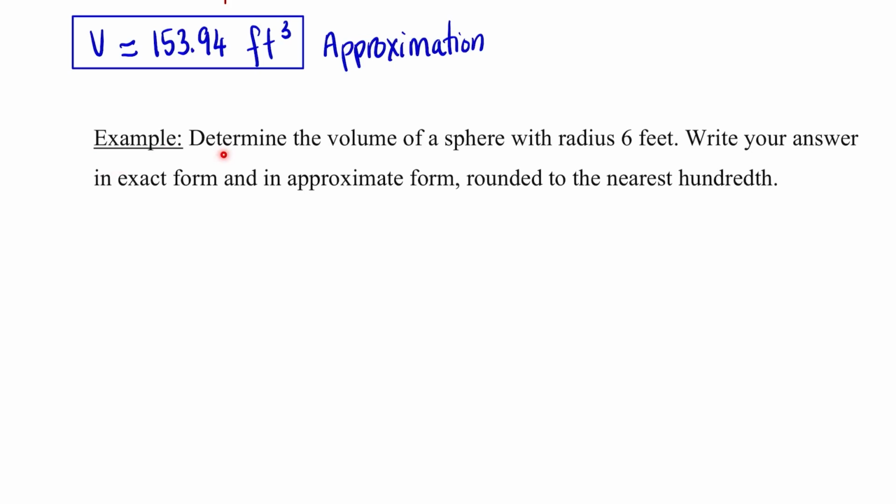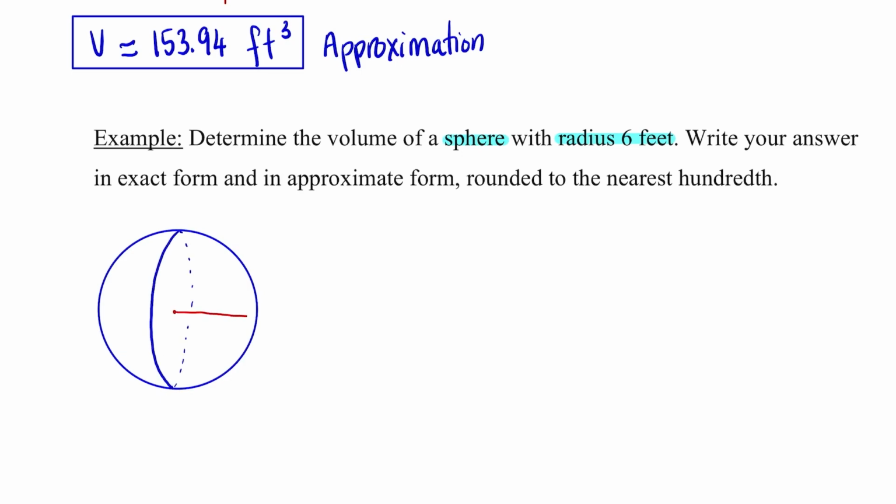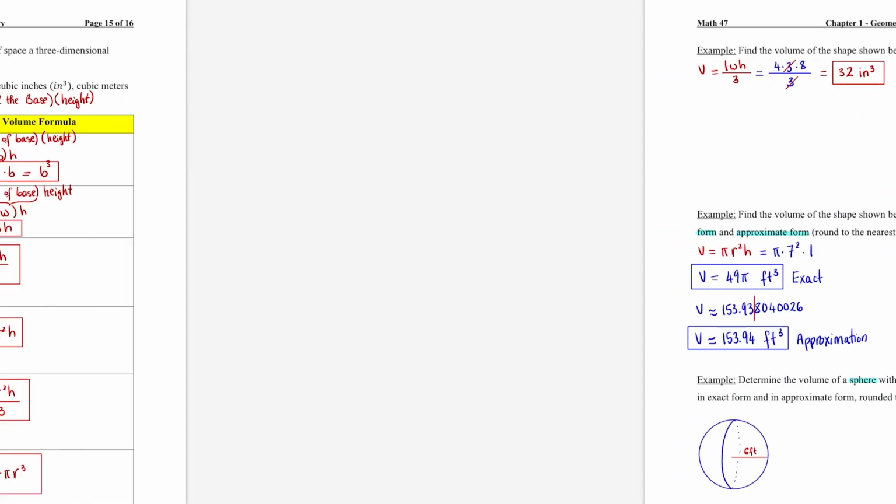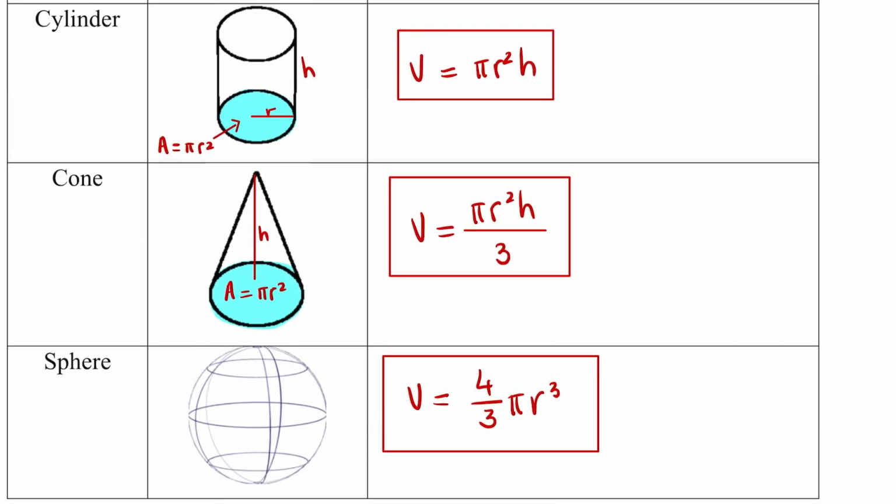Example, determine the volume of a sphere with a radius of 6 feet. Write your answer in exact form and approximate form. Round to the nearest hundredth. I have a sphere with radius of 6 feet. So this is 6 feet. I want to find the volume of the sphere. Go back here. The formula for the volume of the sphere is 4/3 times pi times r cubed.